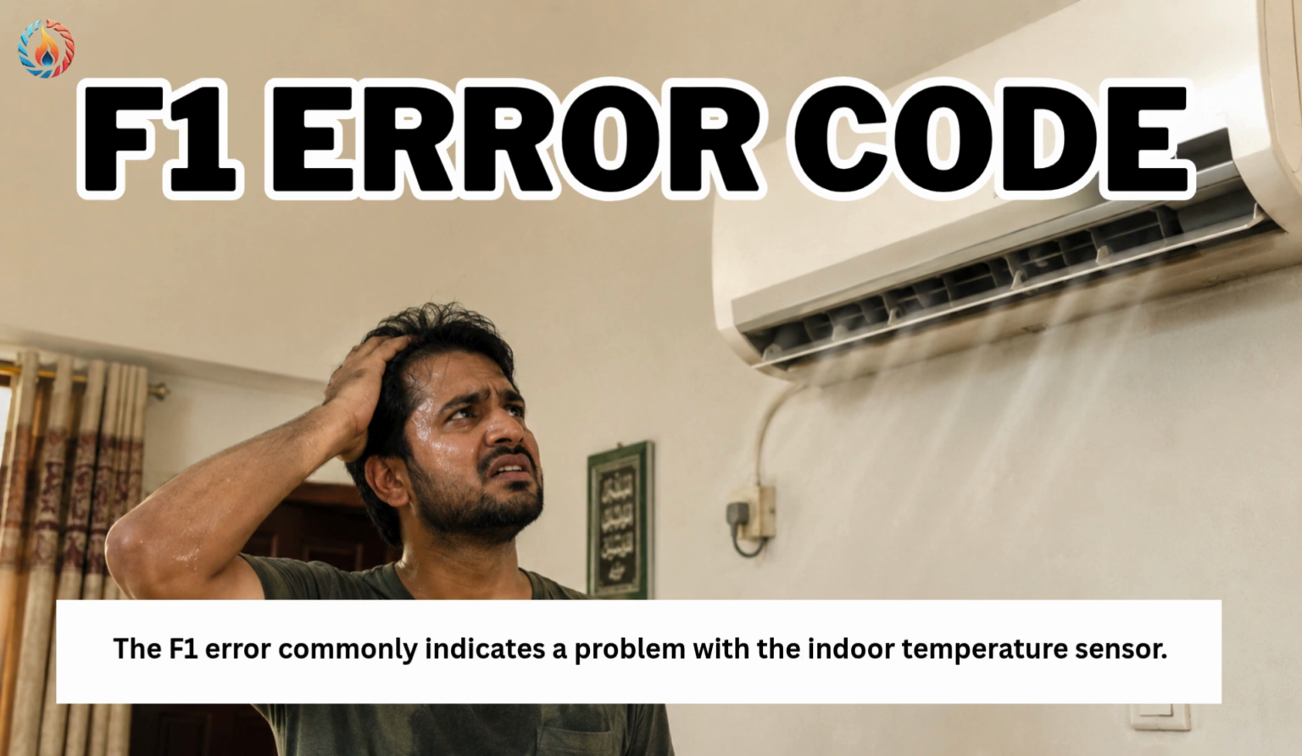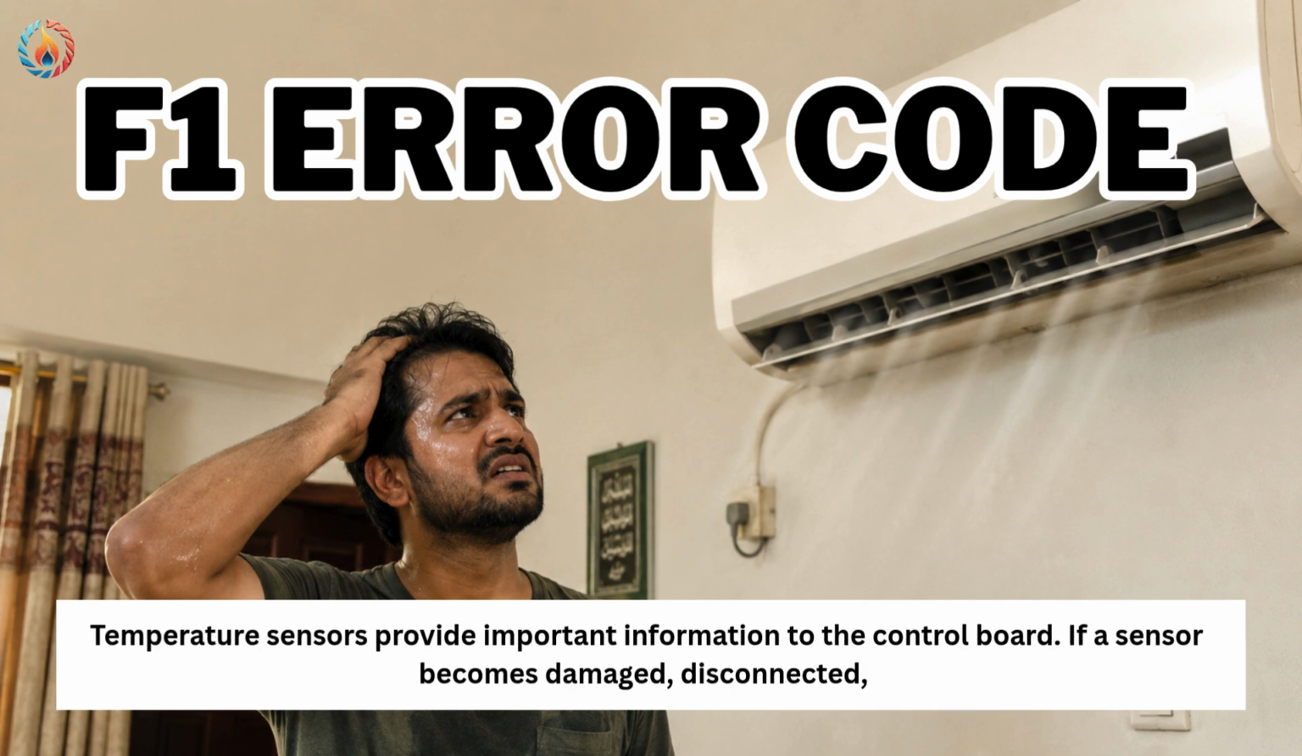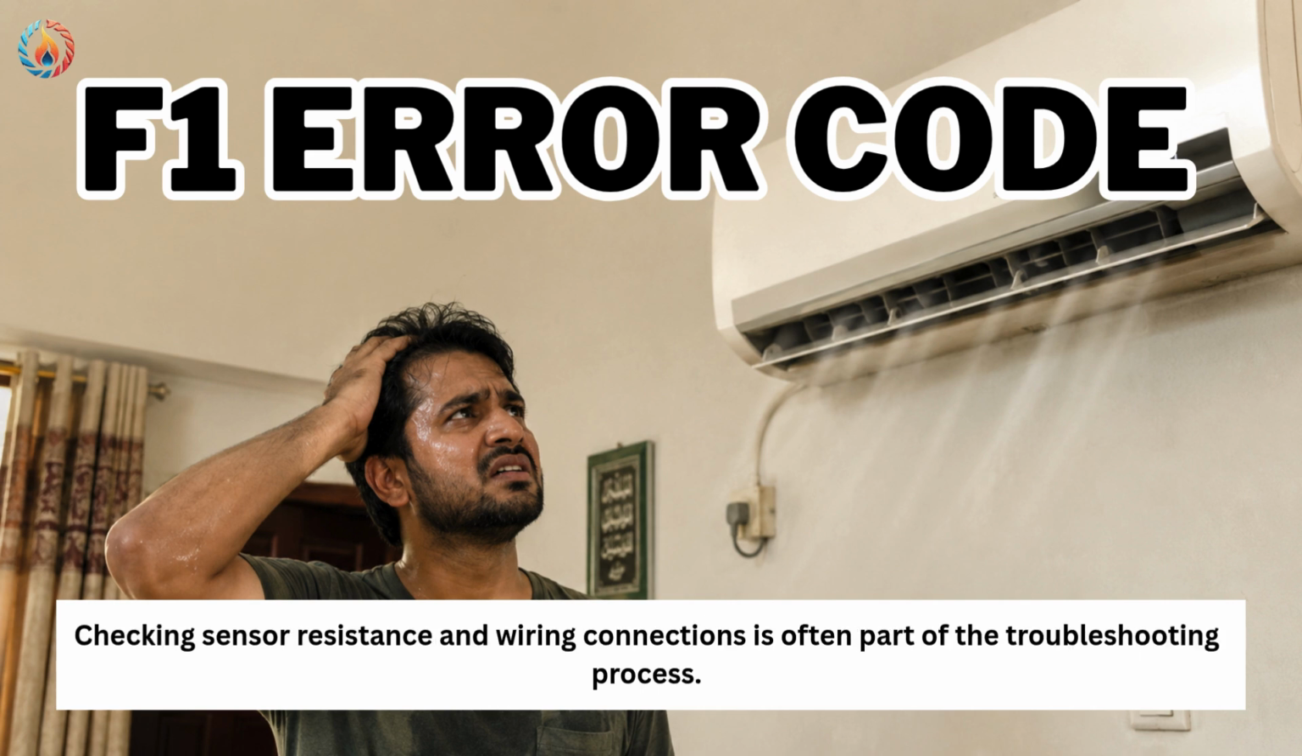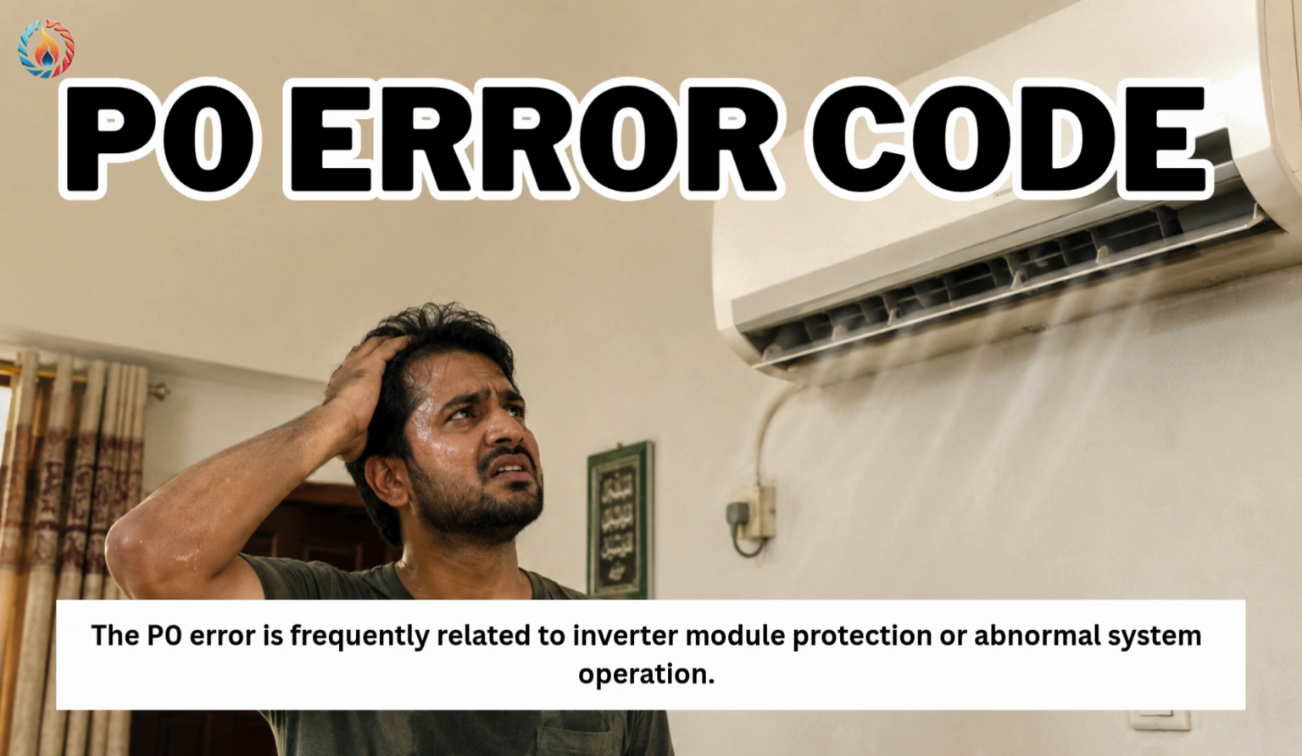F1 error code. The F1 error commonly indicates a problem with the indoor temperature sensor. Temperature sensors provide important information to the control board. If a sensor becomes damaged, disconnected, or gives incorrect readings, the AC may not be able to control room temperature properly. Checking sensor resistance and wiring connections is often part of the troubleshooting process.